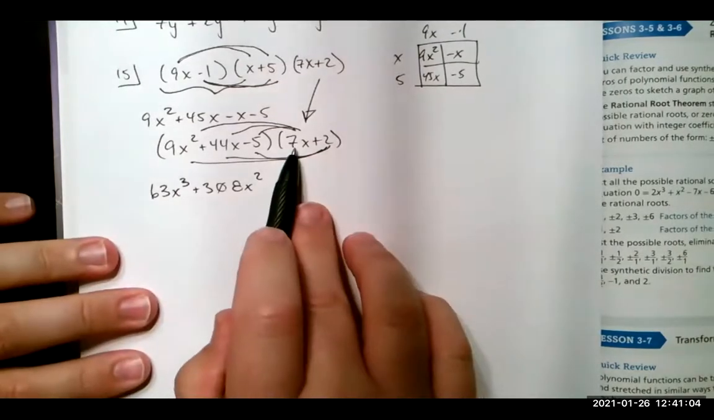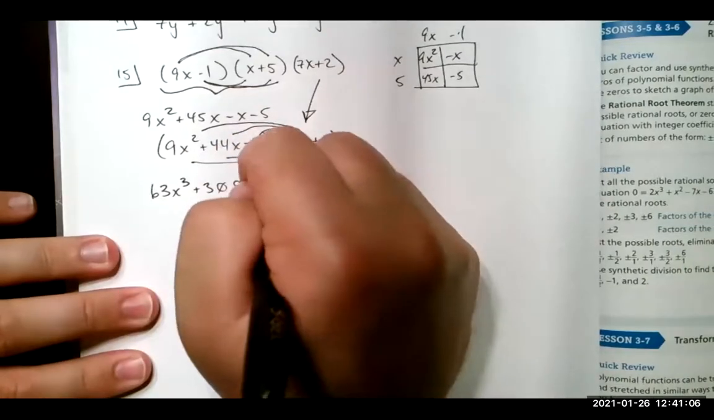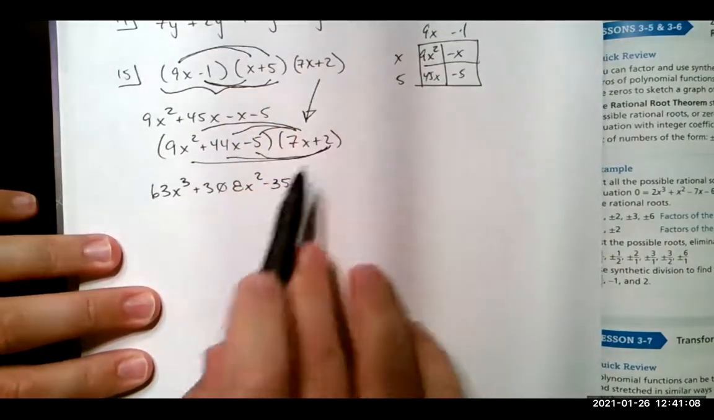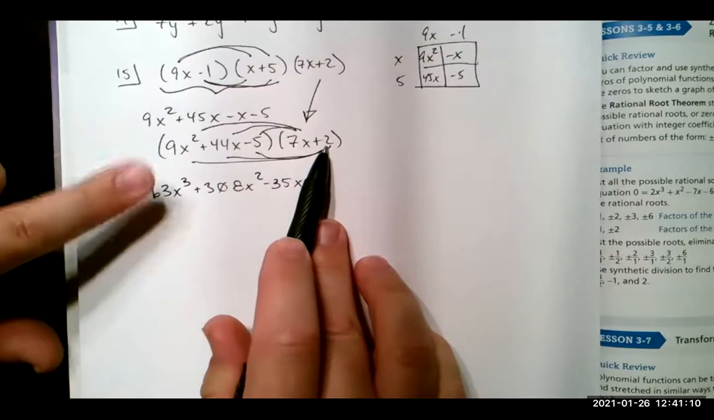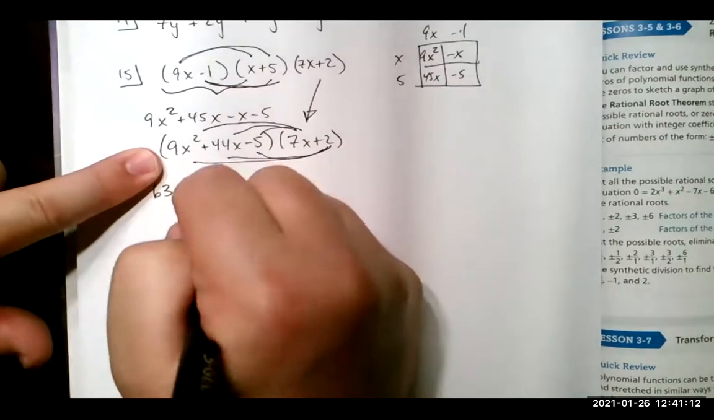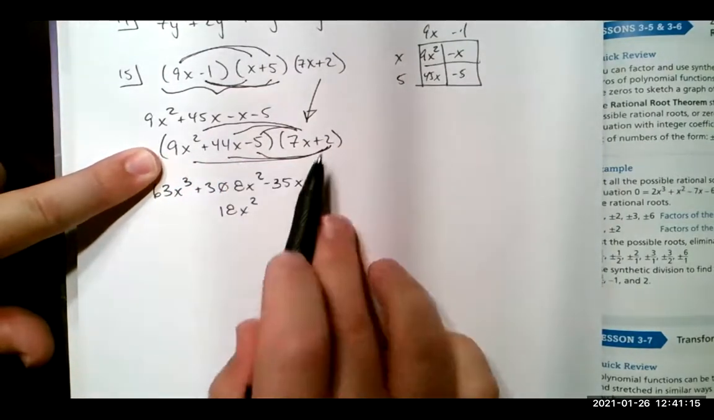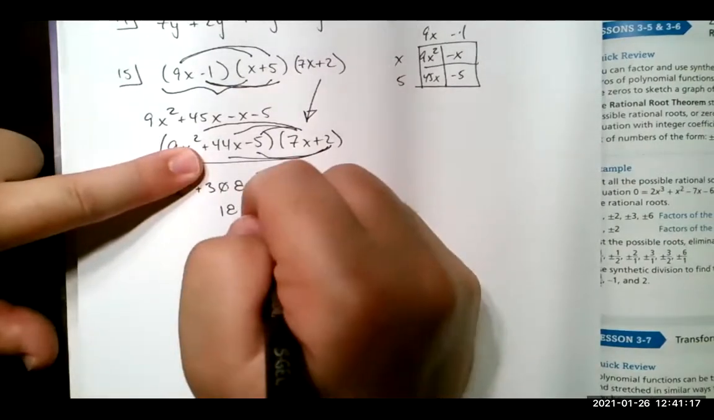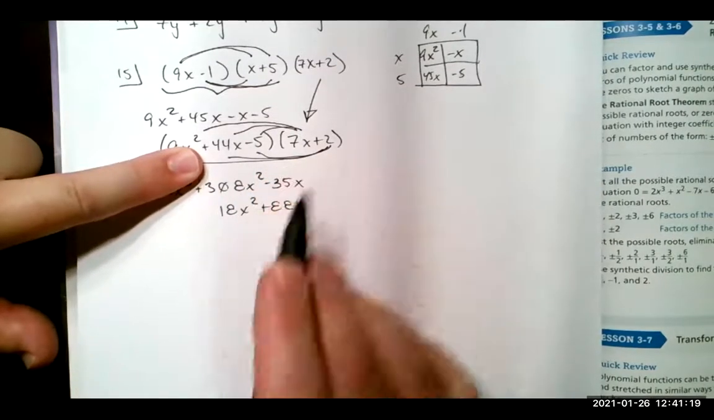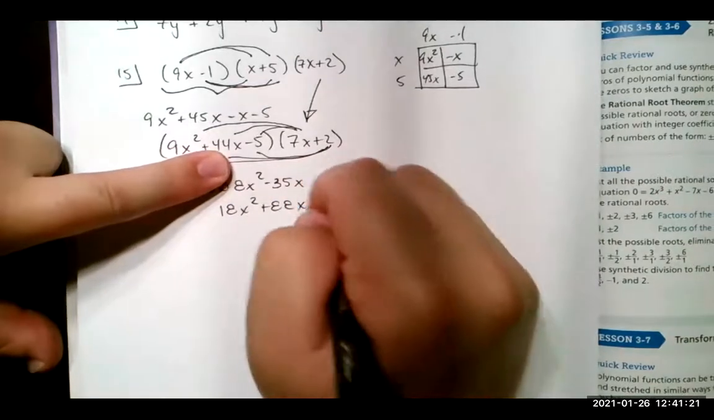308. And then negative 5 times 7x, that's negative 35x. And then I'll move out to the 2. So 2 times 9x squared is 18x squared. 2 times 44x is 88x. 2 times negative 5 is negative 10.